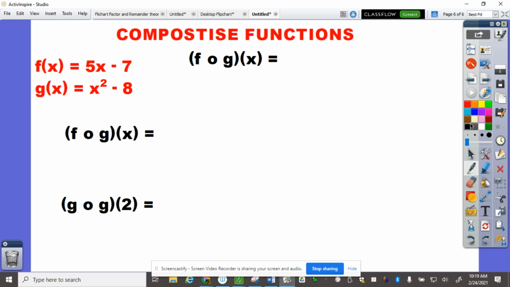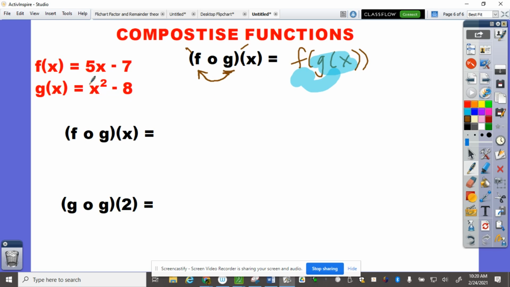Now let's do the composite function. What's a composite function? A composite function is combining or putting one function into another function. Some students call it fug. Fug means f of g of x. That means the g of x will go into the f of x. So the inner one will go to the outer one.